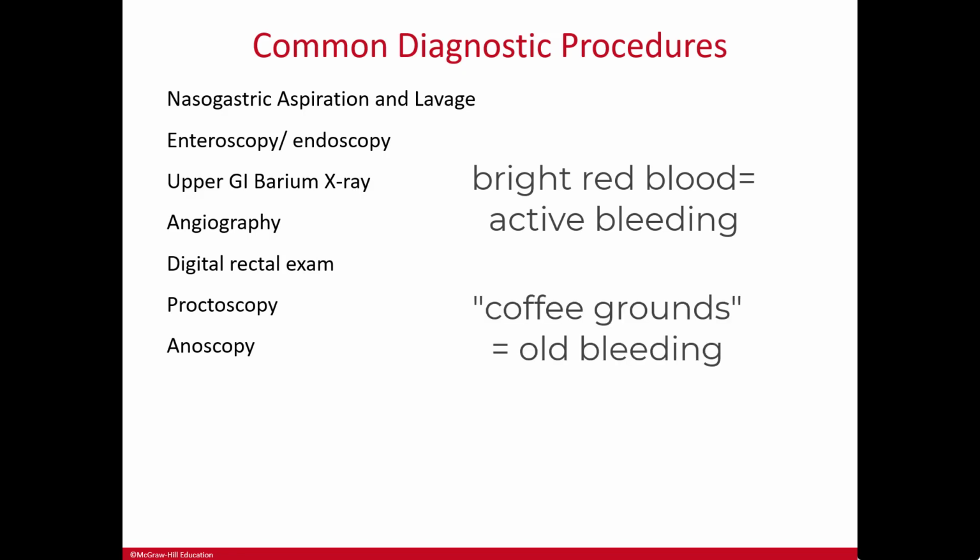If we find coffee ground material, it means old blood. Remember, we talked about coffee ground emesis back in one of the previous videos, meaning that the blood has been sitting in the stomach for a little while because it's already started to coagulate.